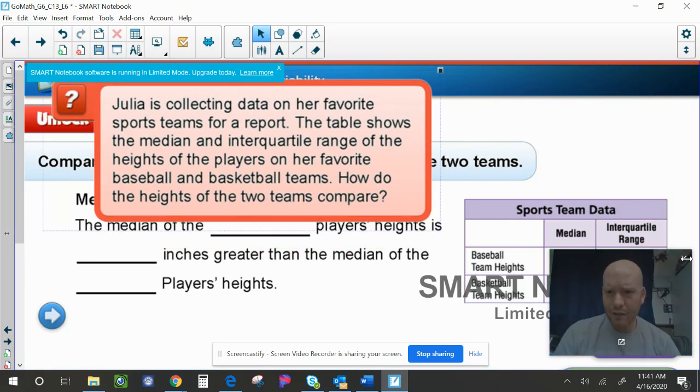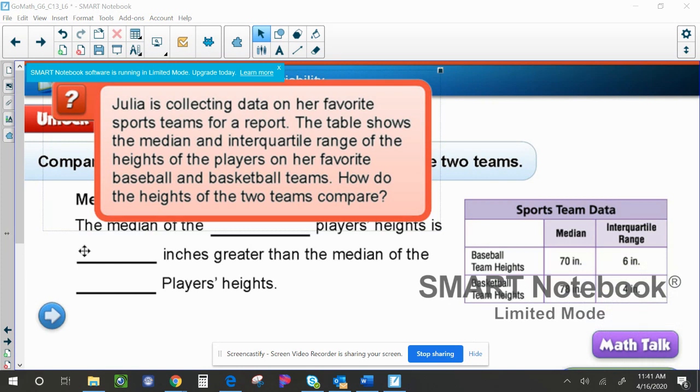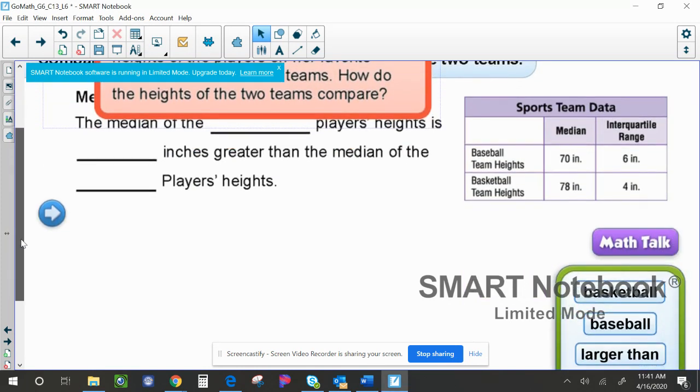So let's get my ugly mug out of the way, and let's take a look at our baseball teams. Luckily on this one, we don't really have to do any math. This is just totally critical thinking because it gives us everything. So we see that the baseball team's median is 70 inches. And remember, these are the team's heights. Basketball team's is 78 inches. Okay, so which median is larger? Okay, the basketball team.